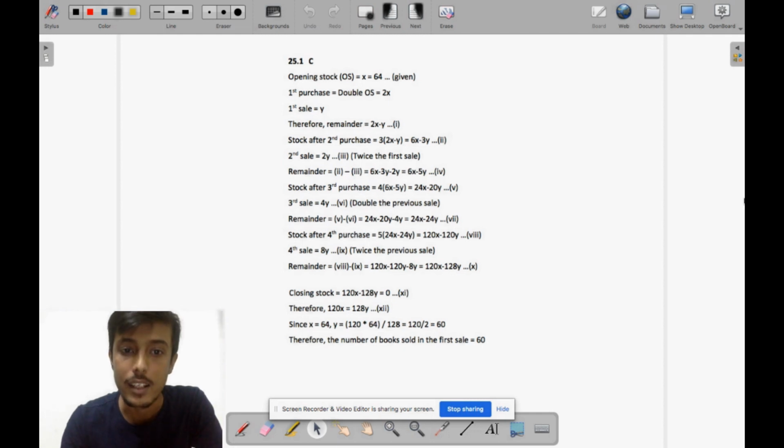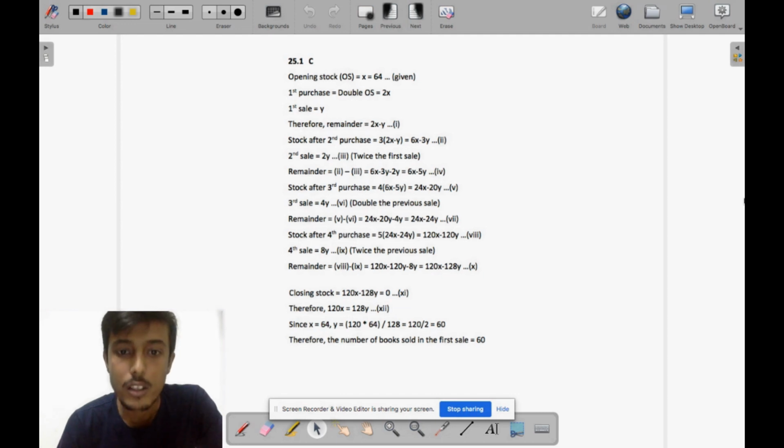Now we come to the second sale. How many books will he sell? He'll sell double of what he sold the first time. The first time he sold y books, so this time he'll sell 2y, twice the first sale. Now here again the remainder will be the stock minus the sale. The stock, as we can see in equation number 2, is 6x minus 3y, and the second sale is 2y. So this becomes equation 2 minus equation 3, which gives you equation 4, which is 6x minus 5y.